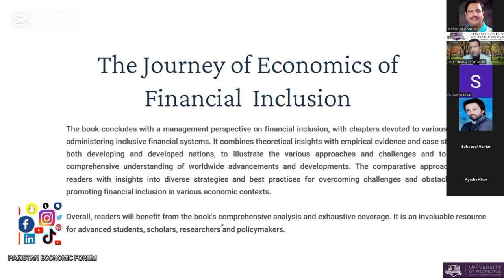So this book is a comprehensive literature for all students of development economics and researchers across the globe, because it is a firm book which has compiled all these things in one form. Overall, the readers will benefit from this comparative analysis. It is an invaluable source, because it has taken almost 1.5 years to compile this book. It is a detailed framework of financial inclusion across all countries, whether emerging, developing, or developed.